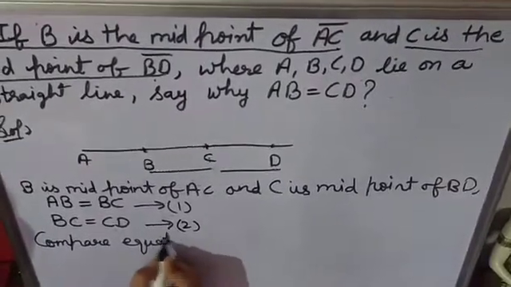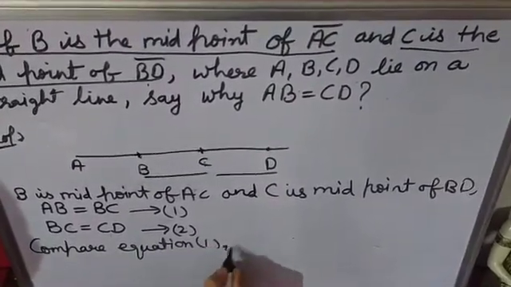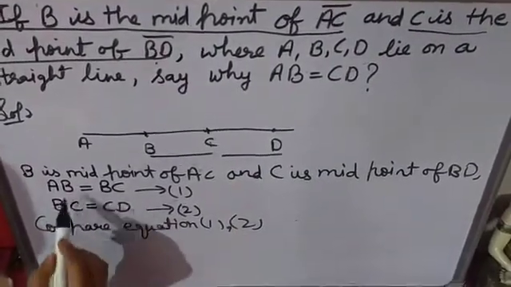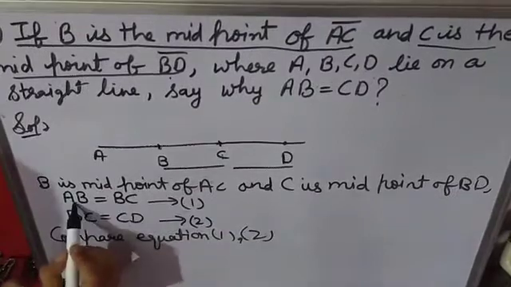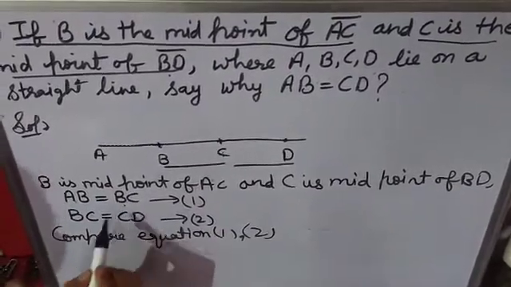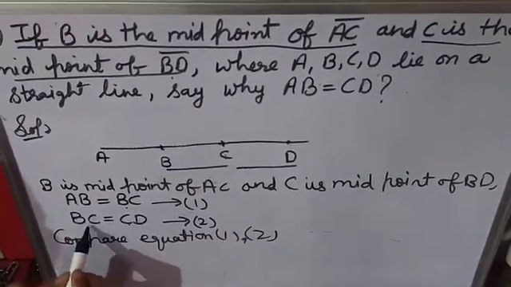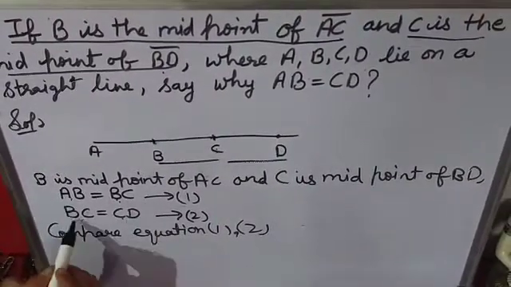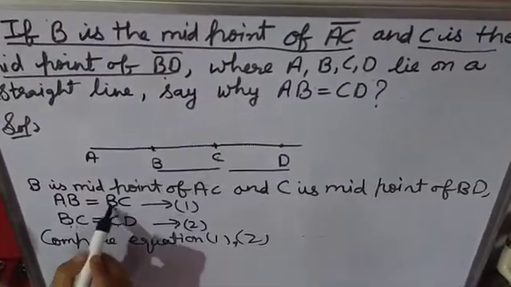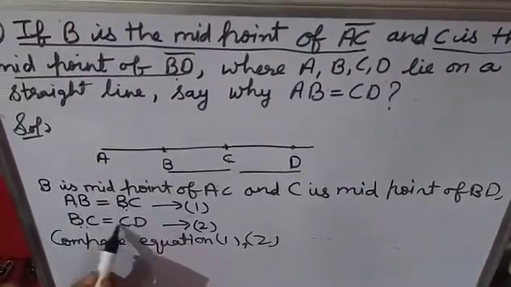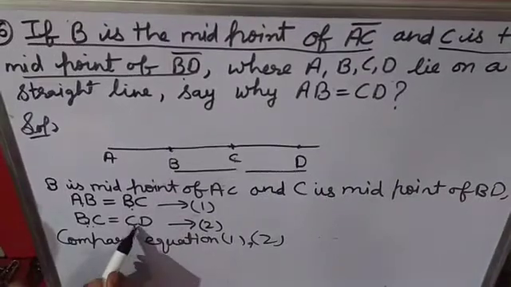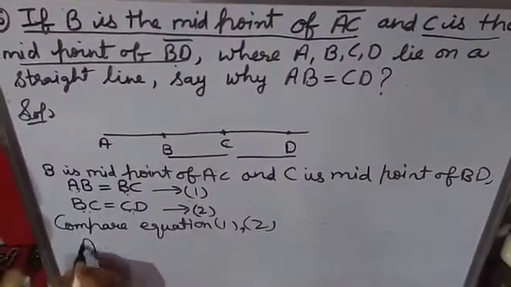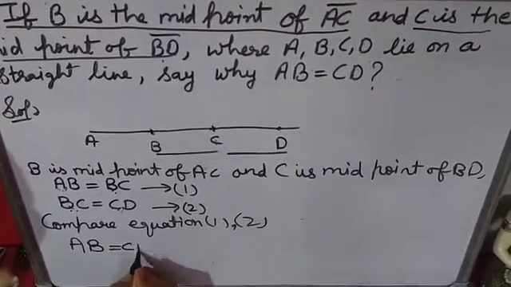Now compare equation 1 and 2. These are two equations. We will compare it. देखो, in both equations, AB is equal to BC and CD is equal to BC. So BC is common. If AB is equal to BC and CD is equal to BC, it means AB and CD both are equal to each other. So AB is equal to CD.